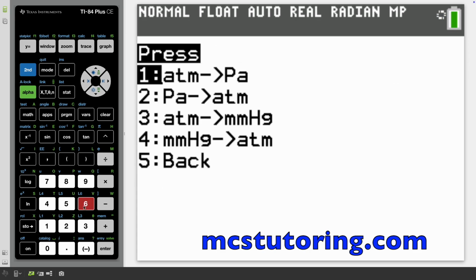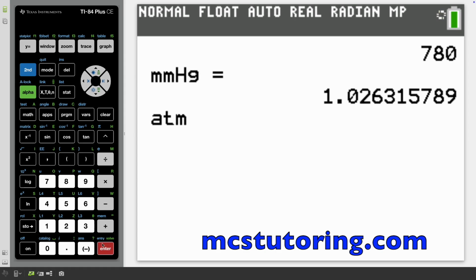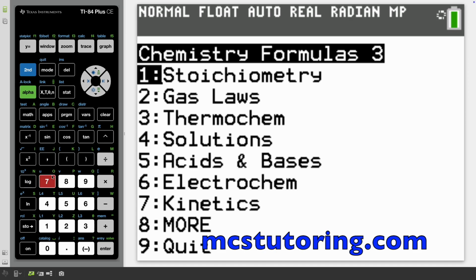For pressure, you can go atmospheres to pascals, pascals to atmospheres, atmospheres to millimeters mercury, and millimeters mercury to atmospheres. Let's go millimeters mercury to atmosphere. Let's do 780. It's 1.02 atm. So there it is, pretty much just a brief introduction, maybe not that brief, of the chemistry program from mcstudium.com.